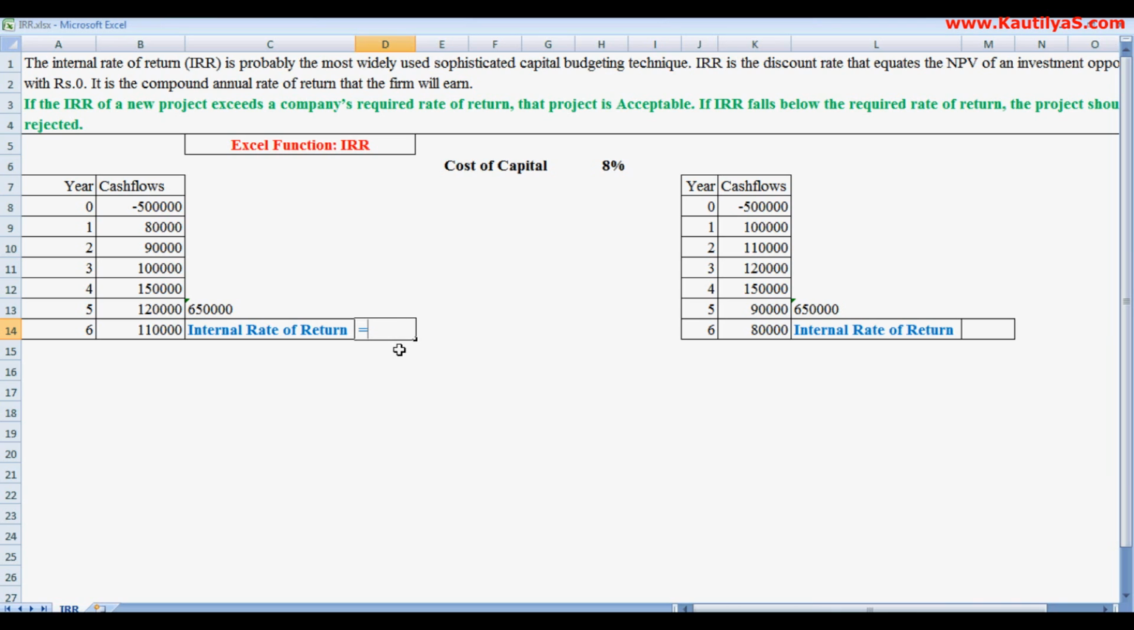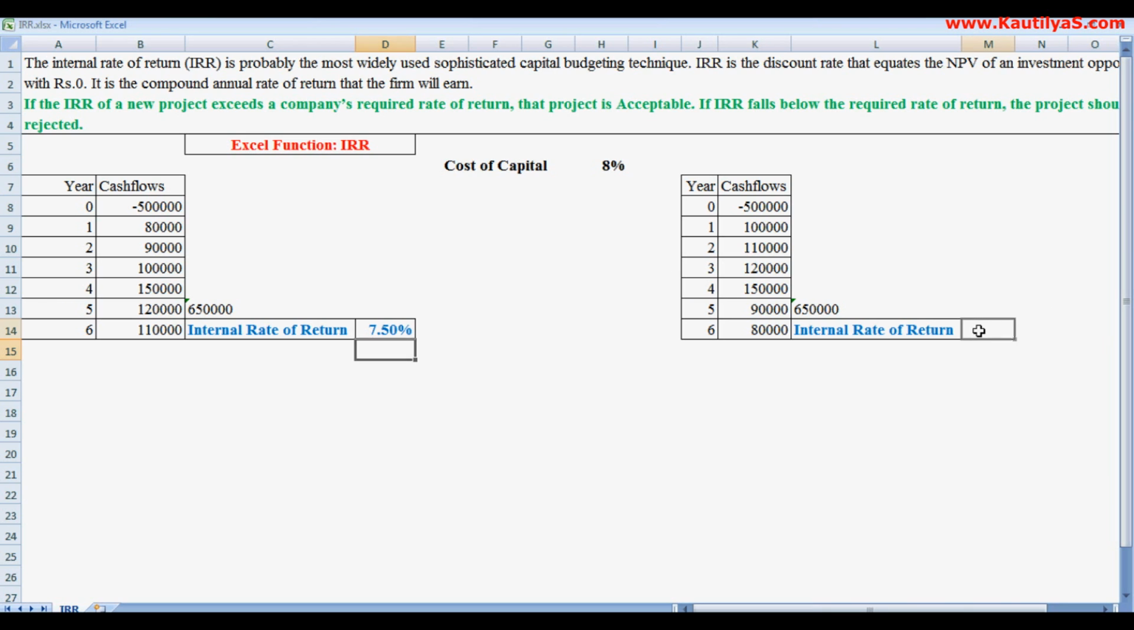Type equals IRR, then select the values including cash outflows. Here are our cash outflows and inflows, and it asks you to give a guess. If you have any guess on the rate of return on this project, you can give it, else ignore it. Excel will automatically calculate your IRR. So for this project, the IRR is 7.50%.